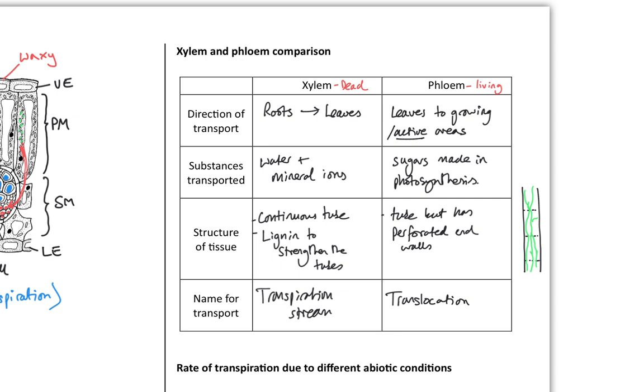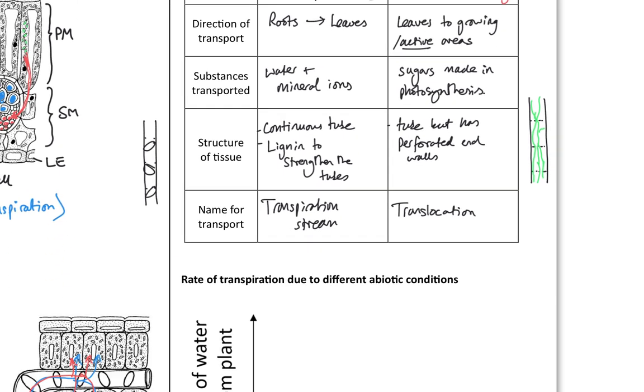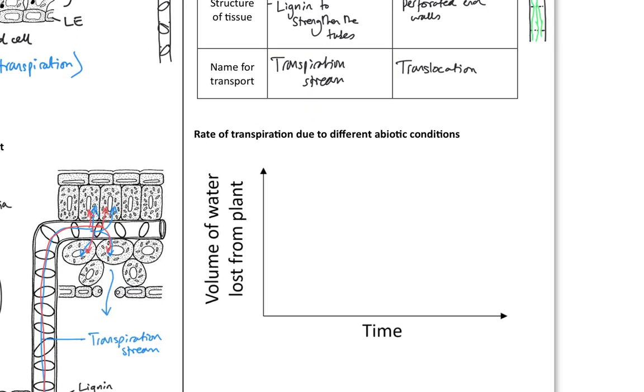If I did an equivalent little diagram for xylem, it's just a continuous tube. You might see little indications of where the cells used to be, but then there's these rings of lignin inside it to keep it open. And then we're going to look at transpiration due to different abiotic factors. Abiotic is just a non-living factor.